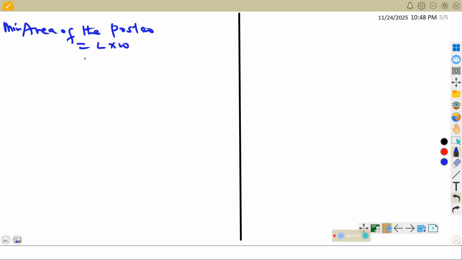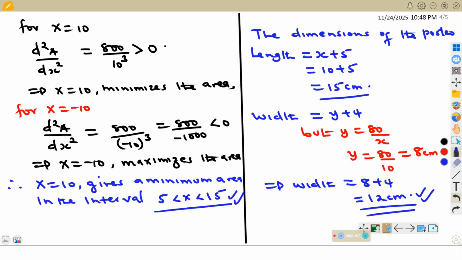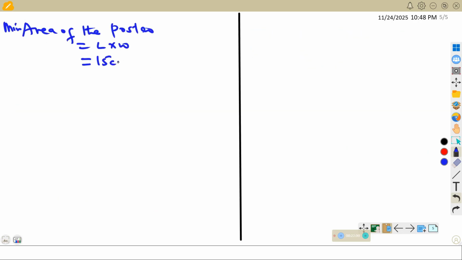length times width, but of course our length is 15. So this would be 15 centimeters times 12 centimeters. So basically this will give us the minimum area of 180 centimeters squared.